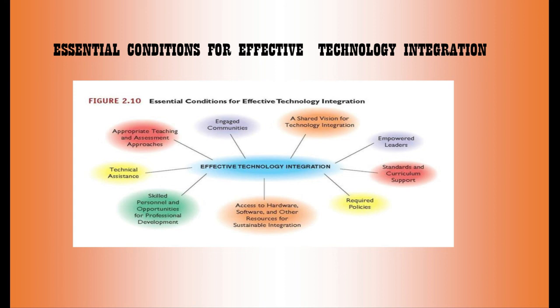It shows Figure 2.10. The functions needed for effective technology integration are, first, appropriate teaching and assessment approaches. Second, engage communities. Third, a shared vision for technology integration. Fourth, empowered leaders. Fifth, standards and curriculum support. Sixth, required policies. Seventh, access to hardware, software, and other resources for sustainable integration. Eighth, skilled personnel and opportunities for professional development. Ninth, technical assistance.